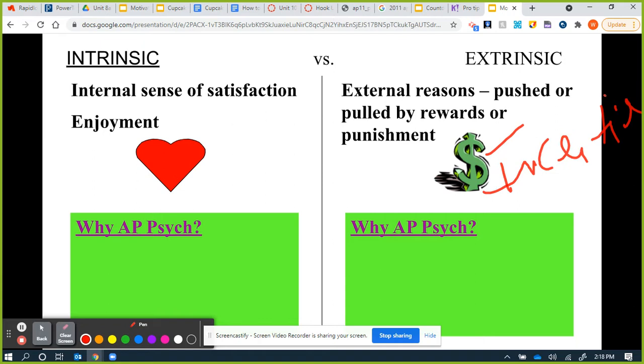When we are intrinsically motivated, okay, our performance on things is better. Now, there's an issue here, what is called the over-justification effect.